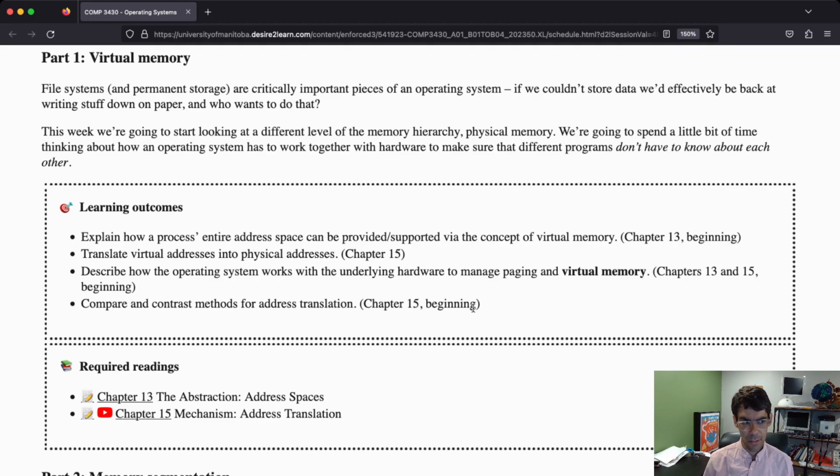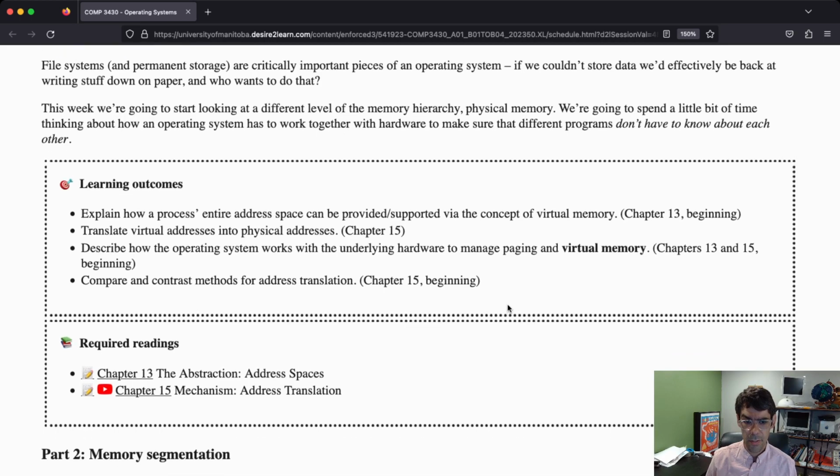Compare and contrast methods for address translation. So this is kind of like going through the process of looking at base and bounds. Why did we leave base and bounds and move to segmentation? Why did we leave segmentation and move to paging? And why do we use paging now as opposed to segmentation? So thinking about what the differences are between those things, how they're similar to each other, because they are kind of similar to each other in some ways.